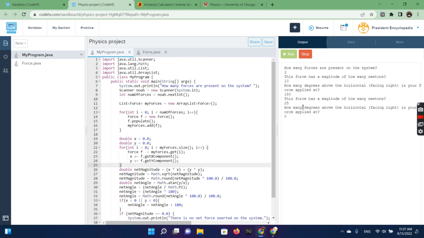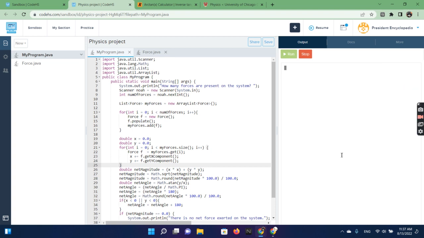The output of this system should be, since these forces are facing opposite to each other, just 25 newtons minus the 10 newtons. So the net force should be 15 newtons at 0 degrees. Enter. 15 newtons at an angle of 0 degrees. So there you go.